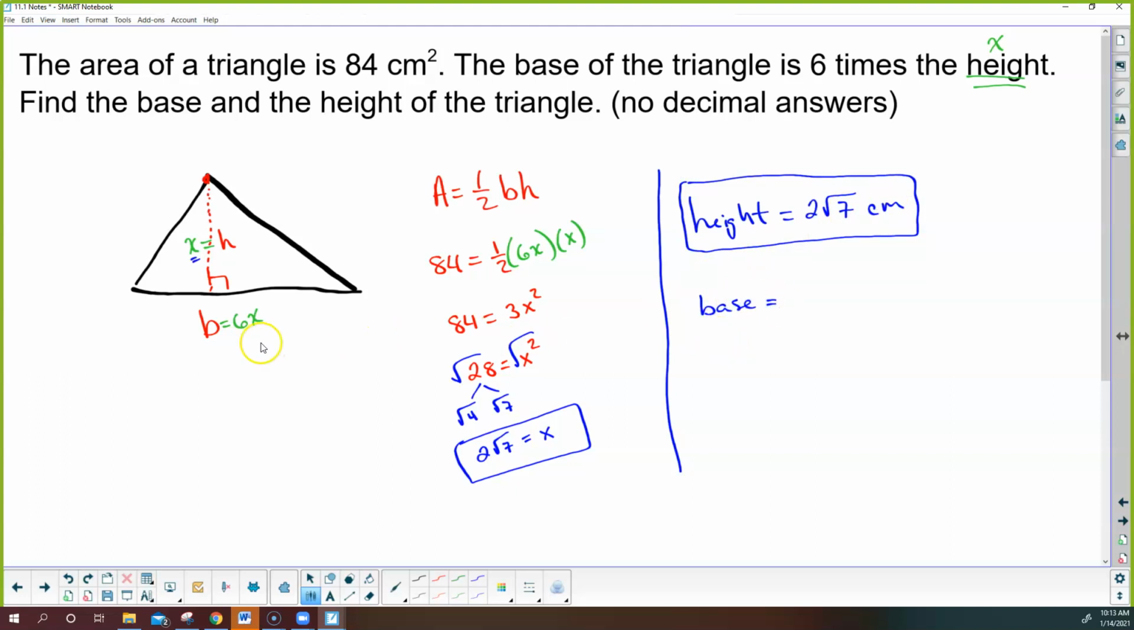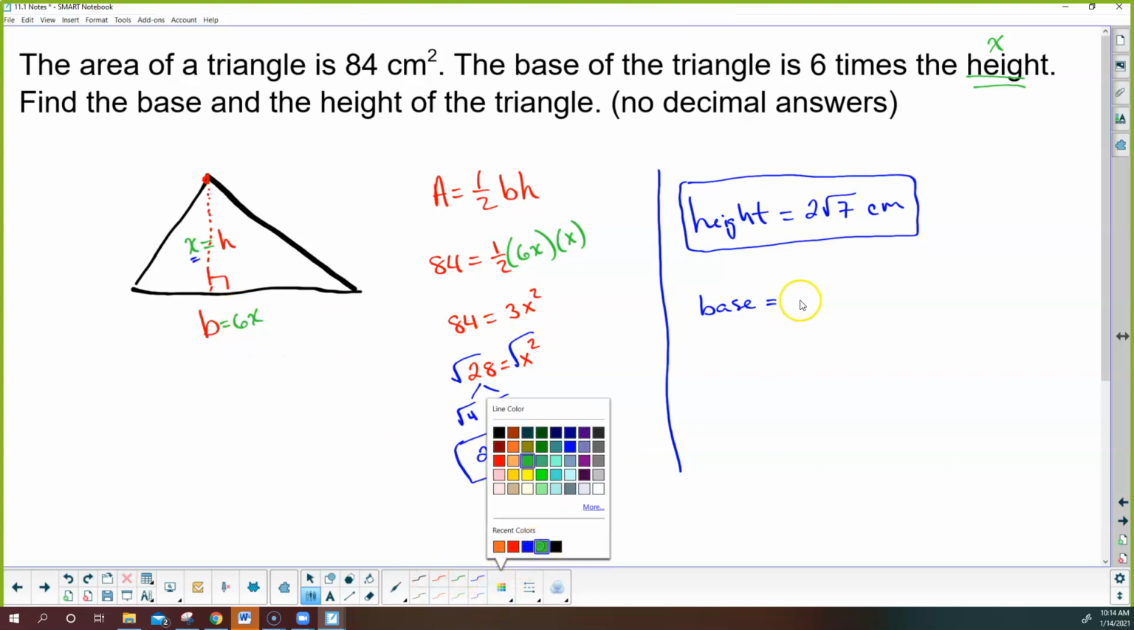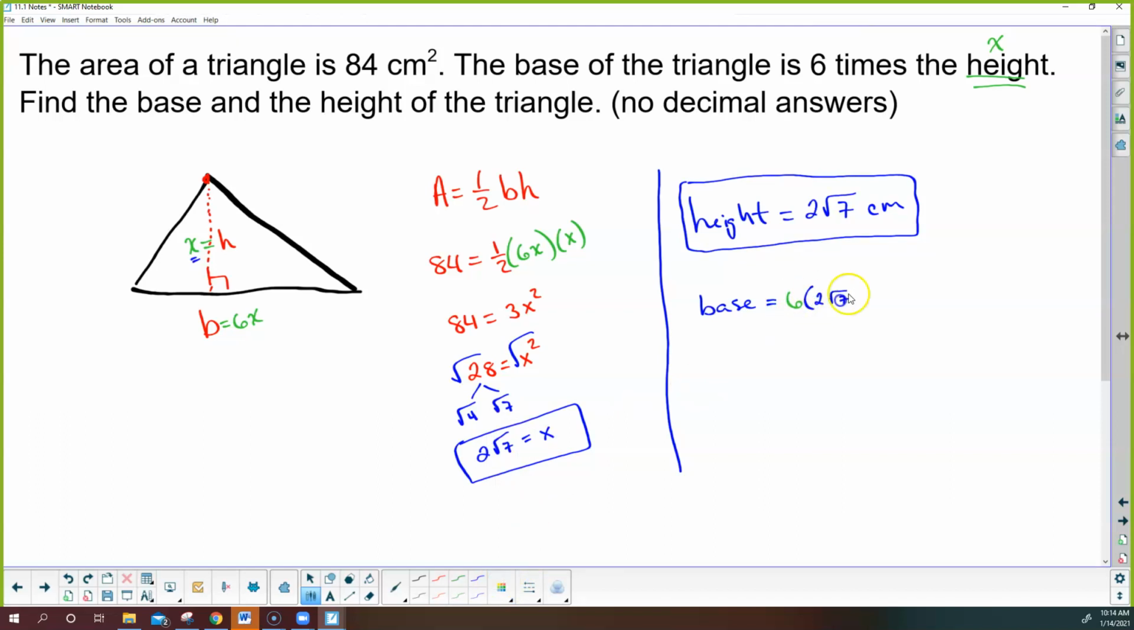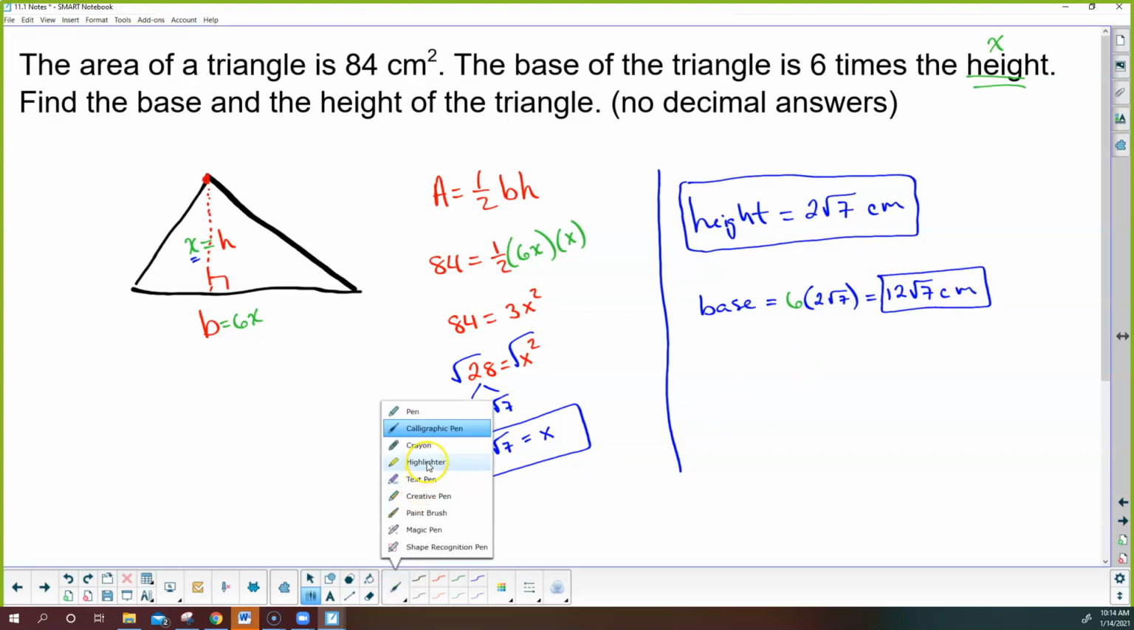Well, my base ended up being 6 times that value. So for my base, I'm going to do 6 times whatever the height was. And then this is multiplying radicals. So the 6 and 2 are going to multiply together to give me 12, and then we leave the square root of 7 as is. And then we're done.